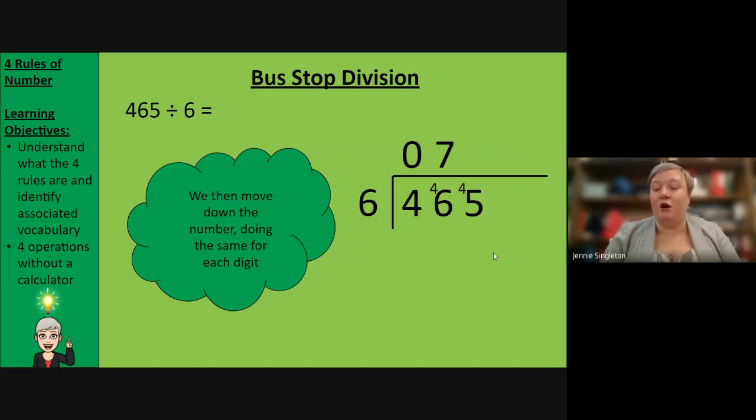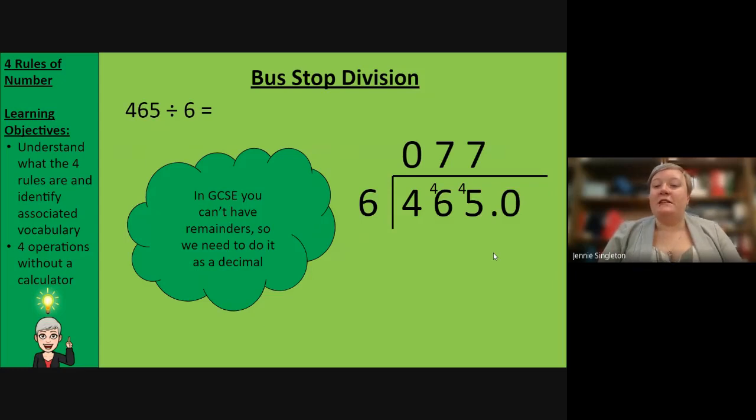So I put that 4 onto that 5. 6 into 45, again, is going to be 7. But 6 sevens are 42, so I've got 3 left over. Now, if you are doing entry 1, entry 2, entry 3, that would be a perfectly acceptable answer. You could leave your answer as 77, remainder 3. However, if you are doing level 1, level 2, or GCSE, you need to make that into a decimal. So I'm going to show you how to do that.